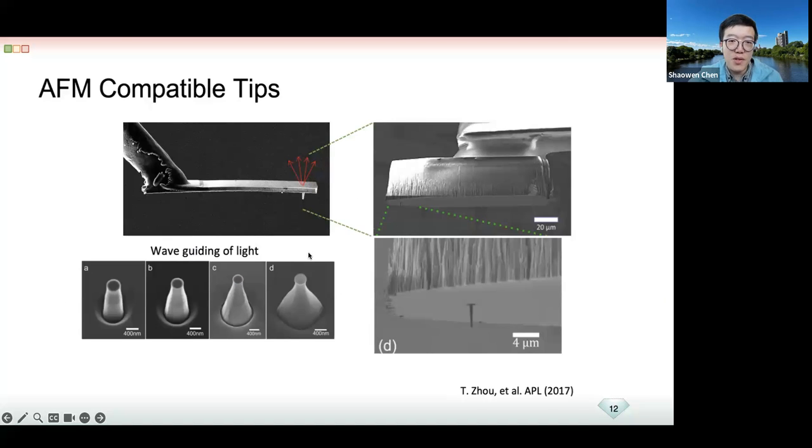So how does a diamond come together? We can have a diamond slab, and on top of it a little diamond pillar. The pillar serves as a very nice waveguide for the light, so we can initialize and also create the photoluminescence from the NV center. And everything is glued to a tuning fork, so we can do AFM measurements on surfaces.